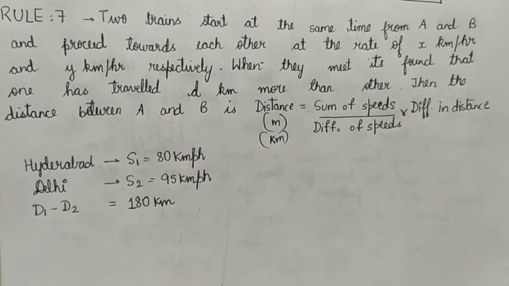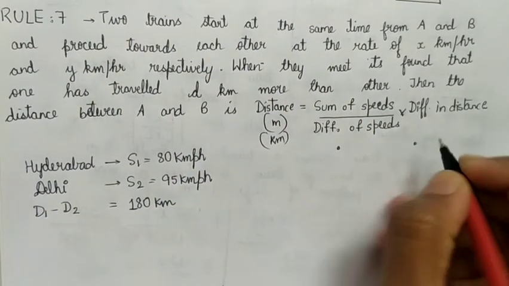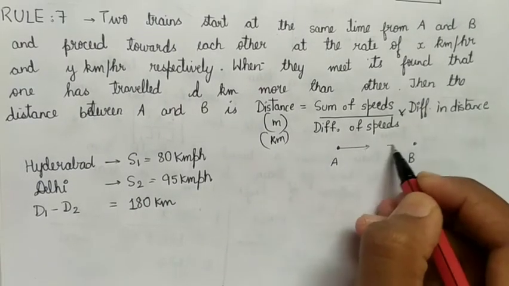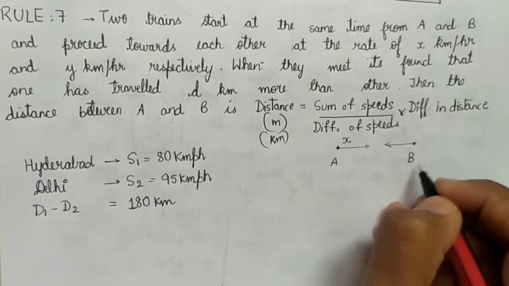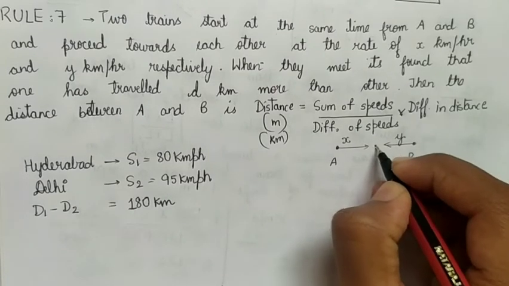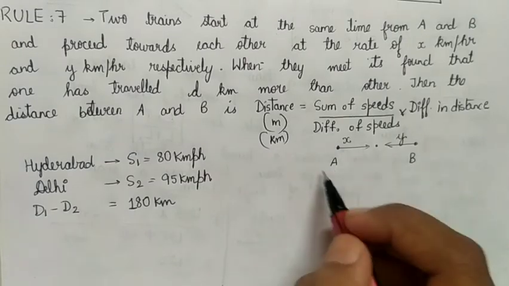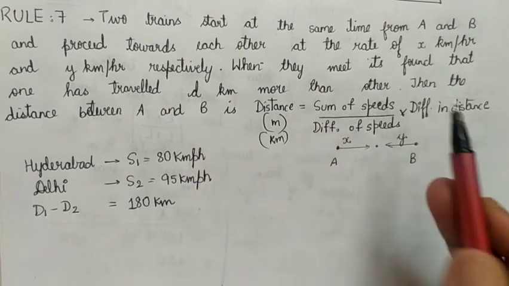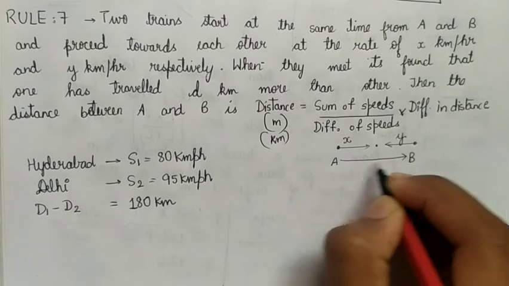Moving on to rule 7. Suppose two trains start from two different points at the same time. This is A and this is B. They proceed towards each other with different speeds. The speed of train A is 6 km per hour. The speed of train B is 5 km per hour. At the point when they meet each other on different tracks, they find that one of the trains has travelled some certain distance d kilometers more than the other. Based on this data, we'll have to find the distance between these two stations.